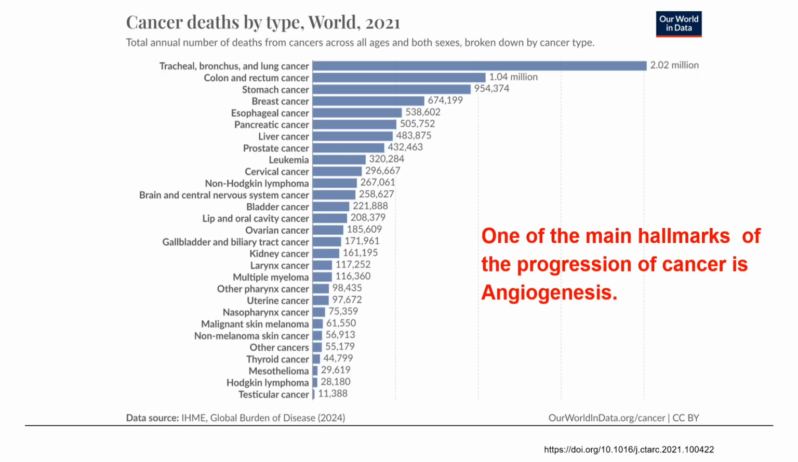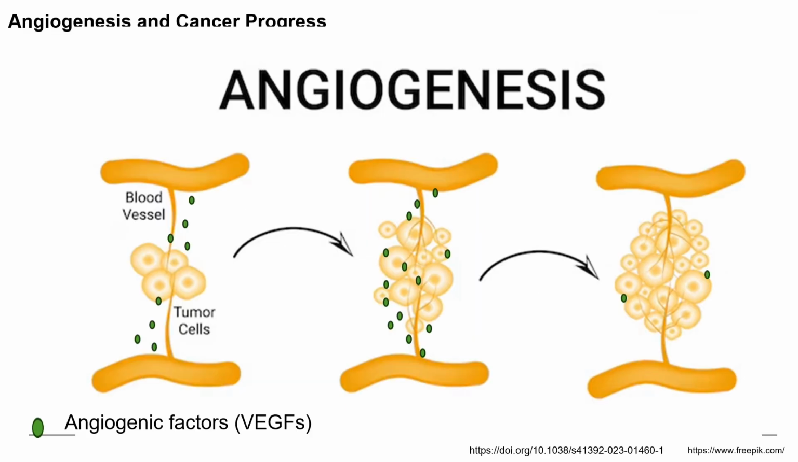This high mortality rate is largely due to how quickly lung cancer progresses, how fast it spreads, and its high level of invasiveness. One of the key factors in cancer progression is a process known as angiogenesis. So what is angiogenesis? Simply put, it's the process of forming new vessels from ones that already exist.